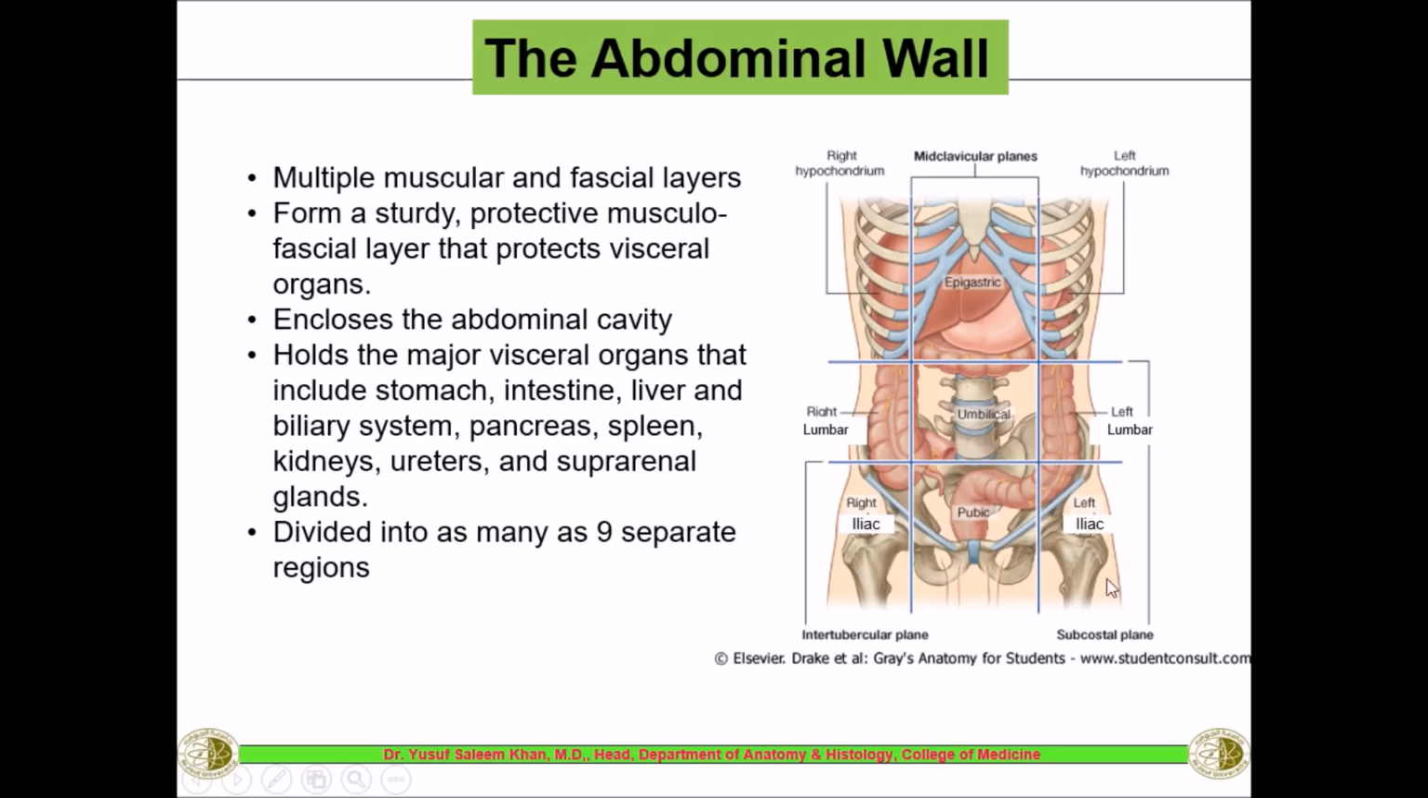So these are the 9 quadrants: the right and left hypochondrium, left and right lumbar, and left and right iliac regions, then epigastric, then umbilical, as well as the hypogastric, which is also called the pubic region. So these are the 9 regions or quadrants which are formed by 2 vertical and 2 horizontal lines. These quadrants are important to trace any particular structure and to give the incision. So this is about the quadrants.